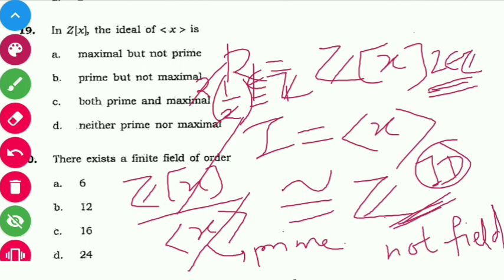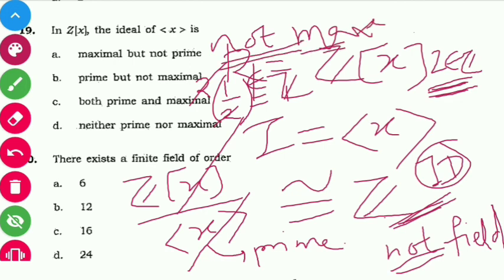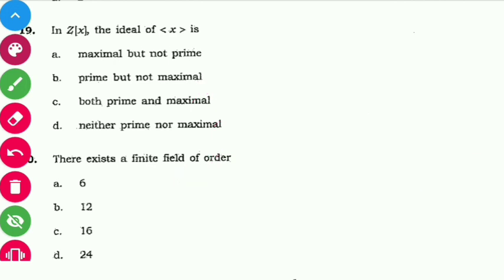ठीक है, तो इसको तो नहीं है, that means it is not a field. अगर ये फील्ड नहीं है, so that means this ideal is not maximal, है ना. अभी हमने देखा कि अगर वो फील्ड है then it is maximal if and only if. तो अगर फील्ड नहीं है तो मैक्सिमल भी नहीं है. तो हमें क्या मिल गया? This ideal is prime and not maximal. So look at the options, this ideal is prime but not maximal.